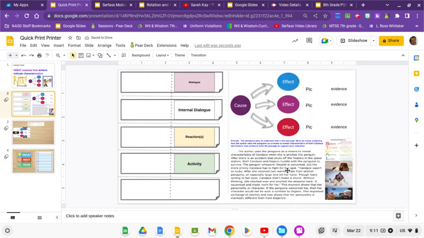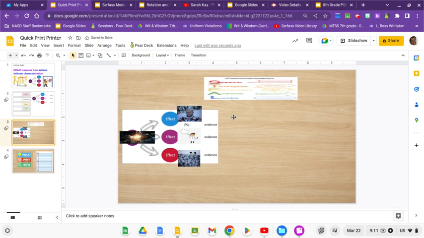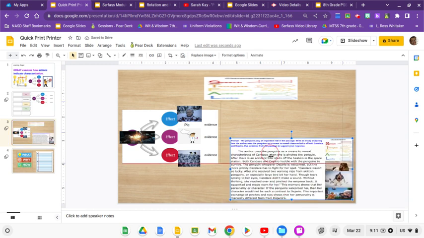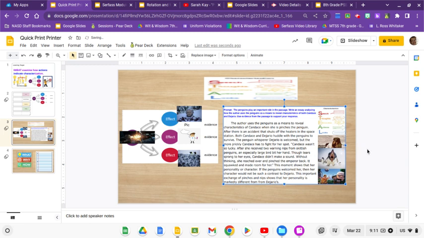But if you could please grab this body paragraph, and if you could please put it to the right of this cause and effect graphic organizer. And I'd like to take the time to read this carefully as a class and to notice some of the pictures that go along with it. Here's the prompt that we are using this week for our TDA. The penguins play an important role in the passage. Write an essay analyzing how the author uses the penguins as a means to reveal characteristics of both Candace and Dahario. Use evidence from the passage to support your response.